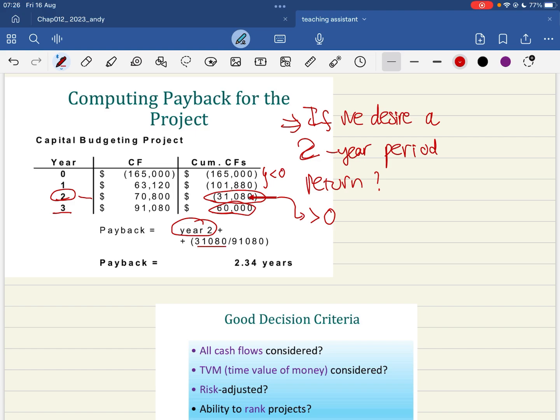But we use the positive form of it, 31,080, divided by 91,080, which is the cash flow in year number 3. In total, we'll get 2.34 years. So if we desire a 2-year payback period, should we accept this project? Well, the answer is definitely no, because we desire 2 years, but this project will pay your money back only in 2.34 years, which is much longer than 2 years. So we should not use this as an investing strategy.